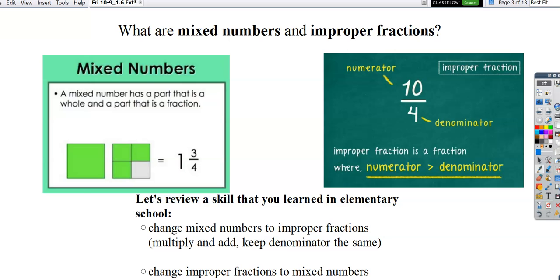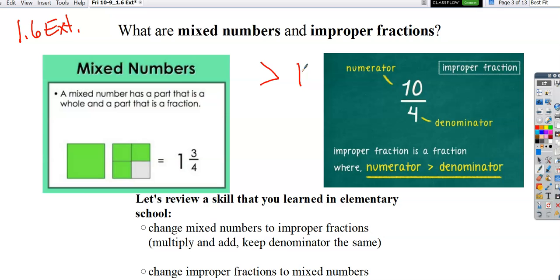This video is related to the 1.6 extension in the Big Ideas Math 6. I'm going to start off with something that you just need to be aware of, that there are such things as mixed numbers and improper fractions. And mixed numbers and improper fractions are all fractions that are greater than 1.